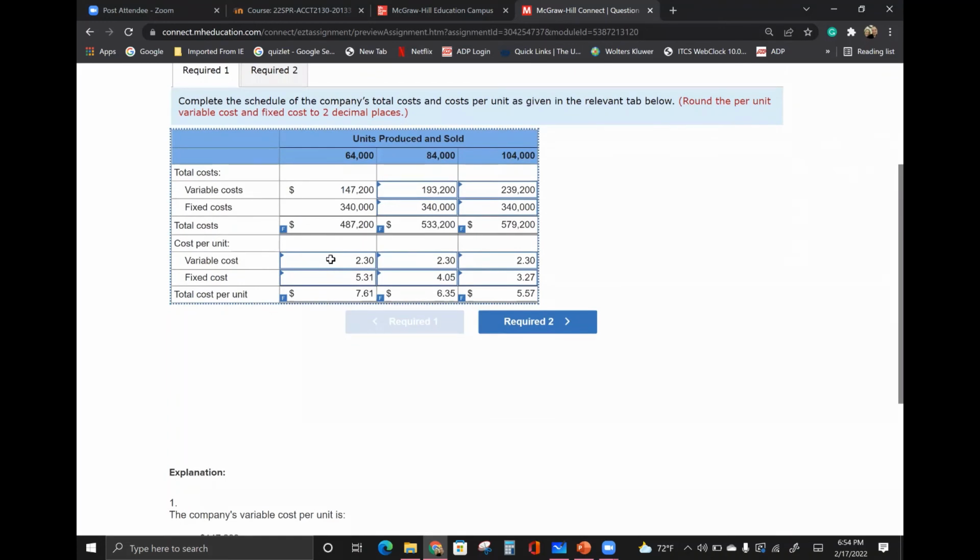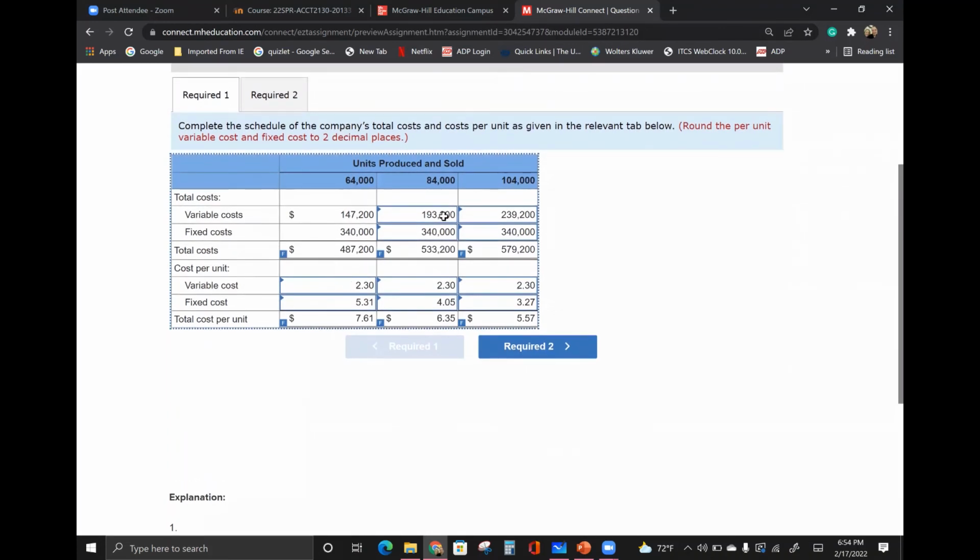So if we have $2.30 per unit, we would multiply it by the 84,000 to come up with our variable cost. And I'll check it just to make sure. So we already calculated the variable cost, which we know is going to remain constant, right? The variable cost remains constant. It doesn't change unless the activity of the production changes. So we increased it, so it's 84,000. Yeah, so you just multiply it and get it. Obviously, fixed cost does not change.